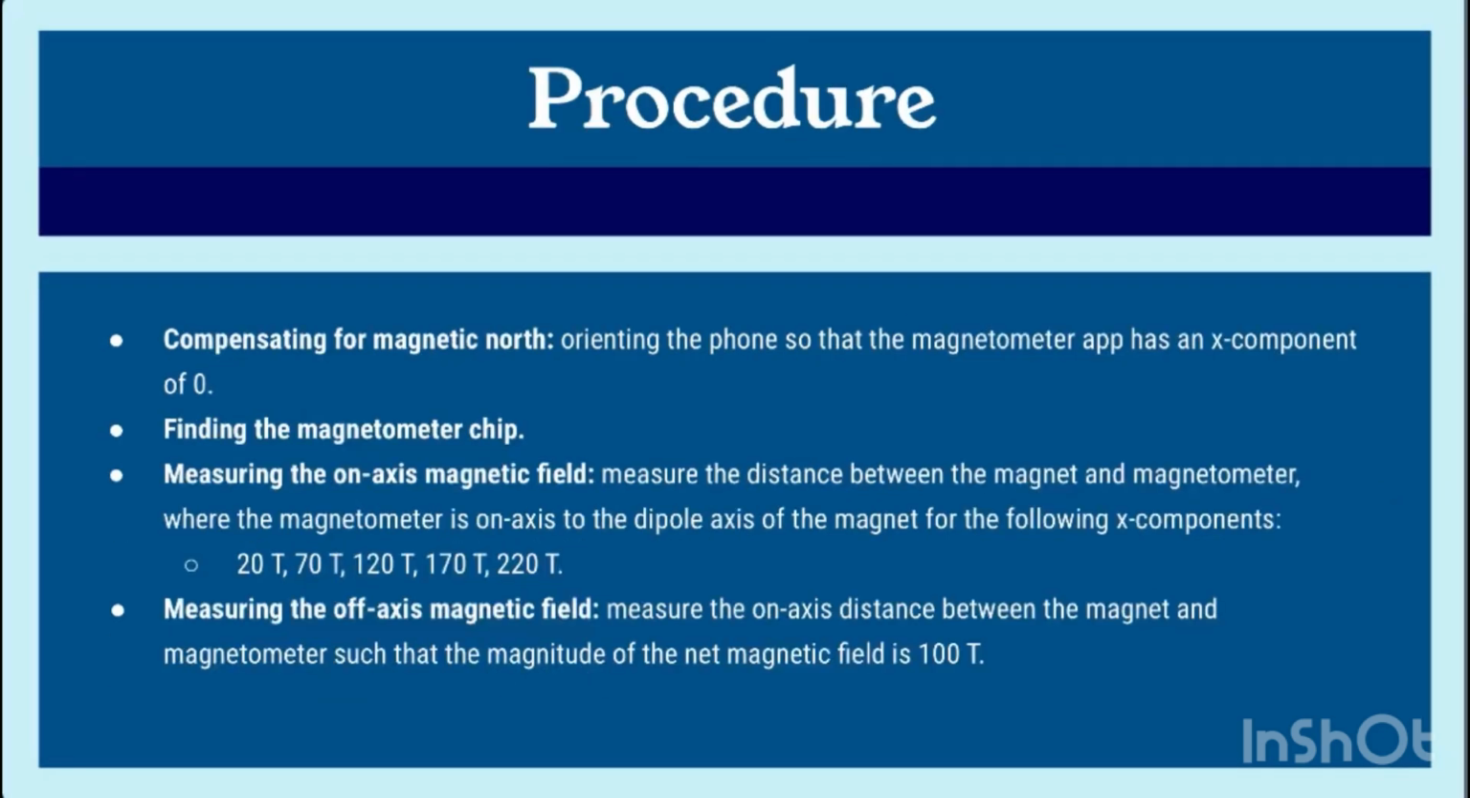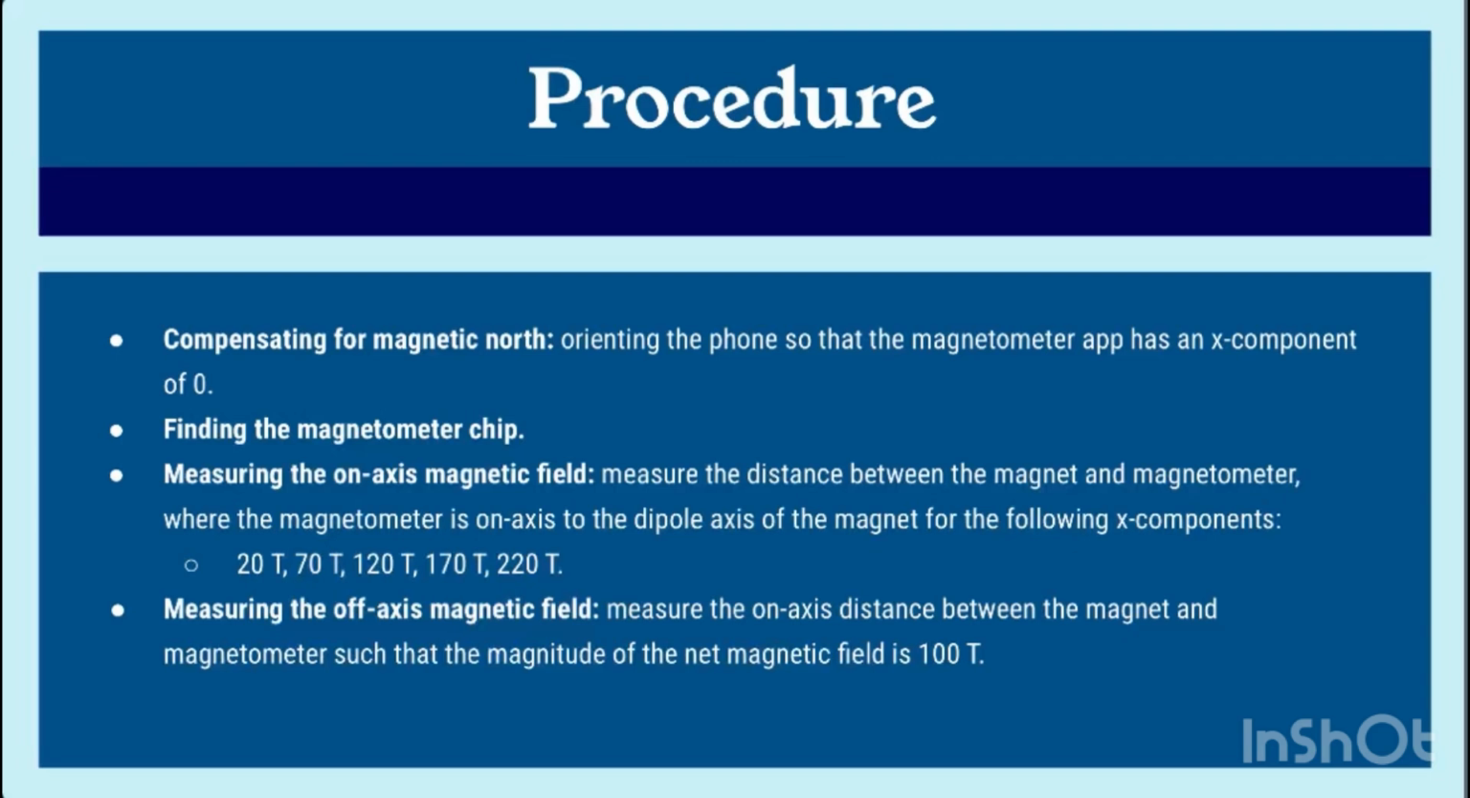So here's the procedure for this lab. First, we had to compensate for magnetic north by orienting the phone so that the magnetometer app had the x component of 0. Then we had to find the magnetometer chip in the phone and measure the on-axis magnetic field by measuring the distance between the magnet and the magnetometer, where the magnetometer is on axis to the dipole axis of the magnet, for the following x components: 20 microteslas, 70, 120, 170, and 220.